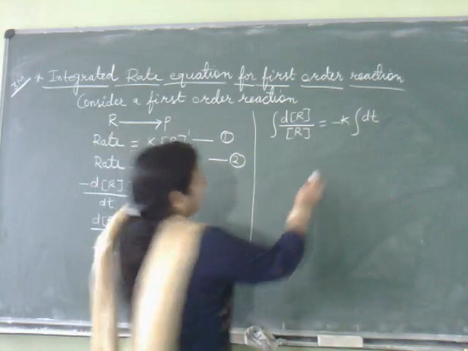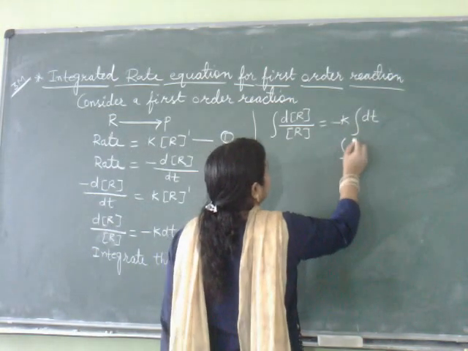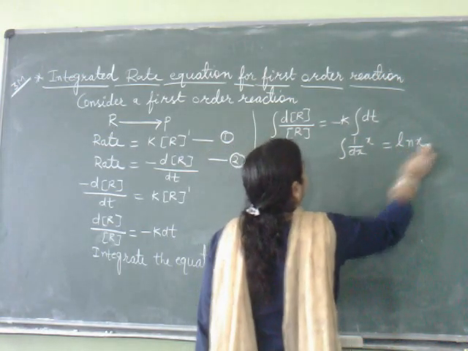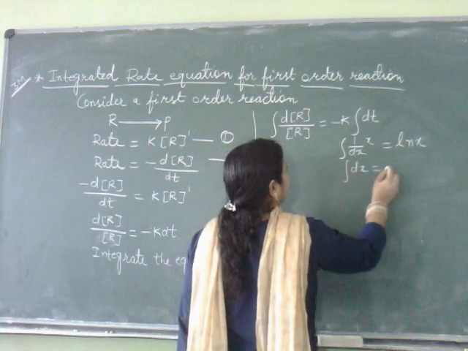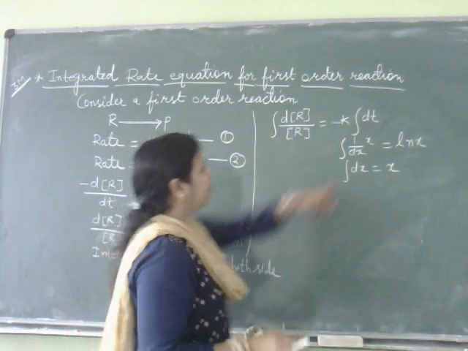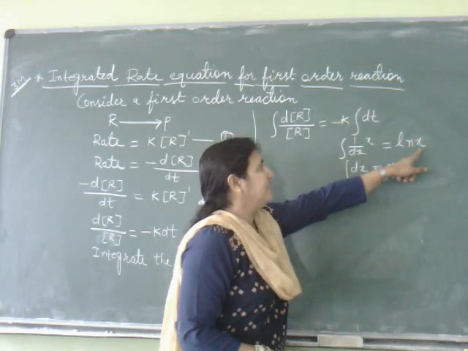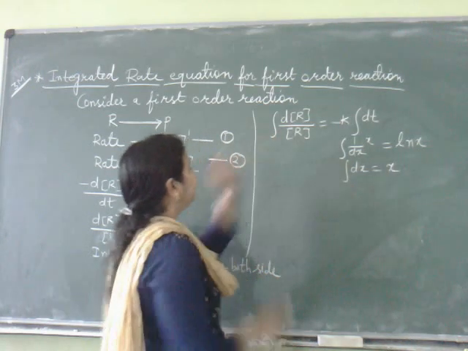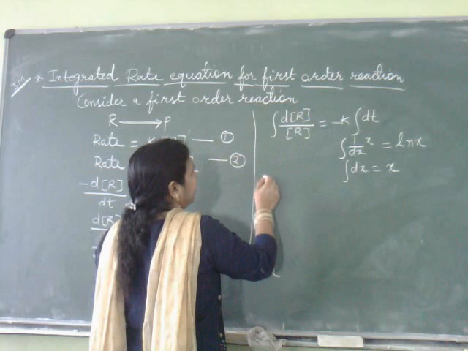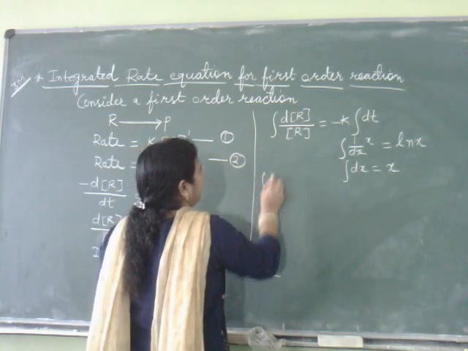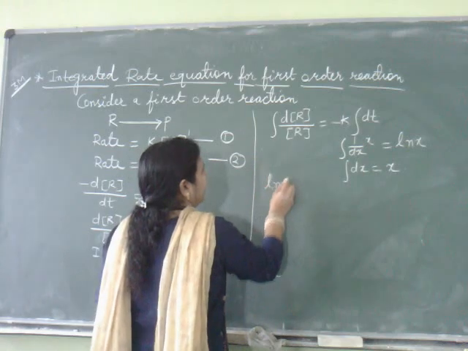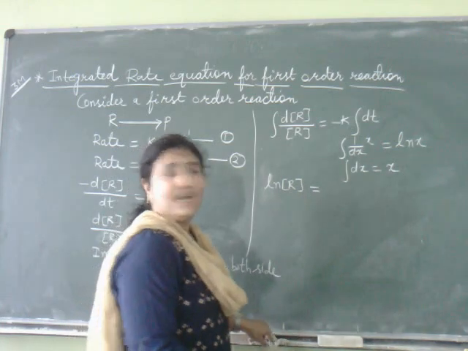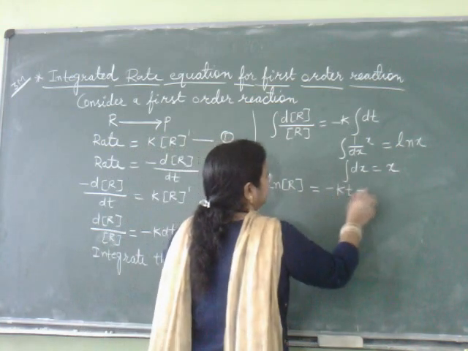We know that the integration of dx by x is equal to ln x, and the integration of dx is equal to x. Now we have to put these values here. So the integration of d[R] by [R], what will we get? ln [R]. ln is the natural logarithm, log to the base e. And minus kt plus I.